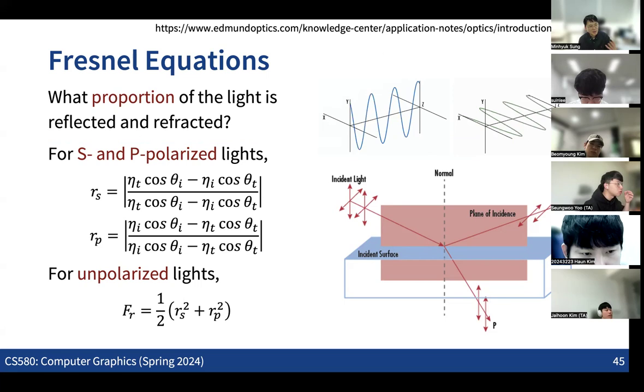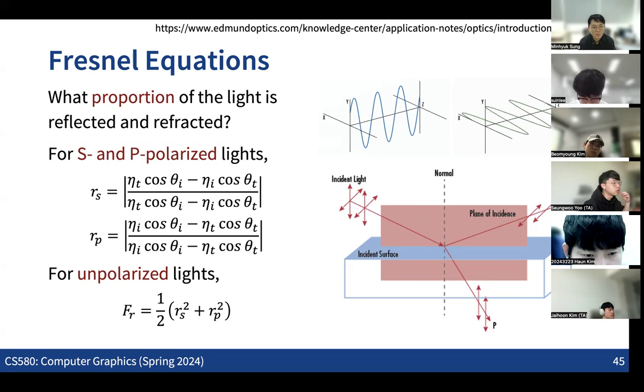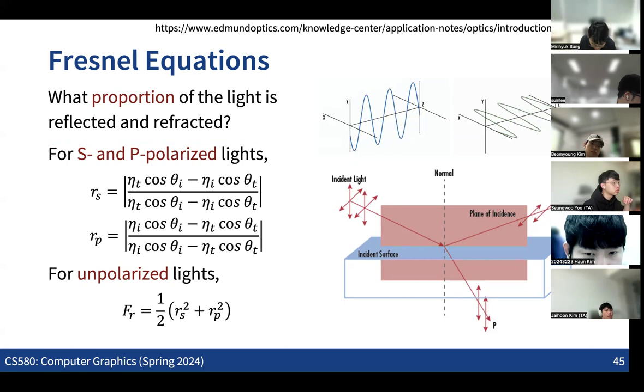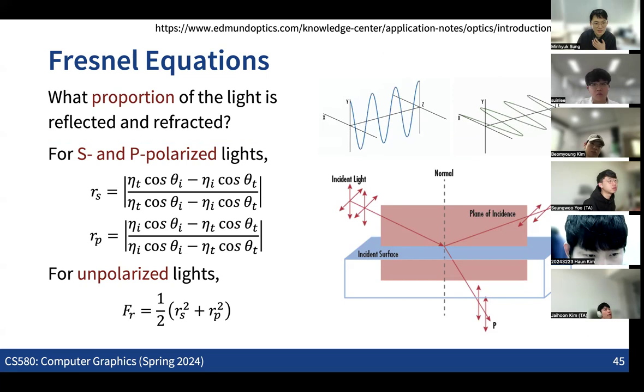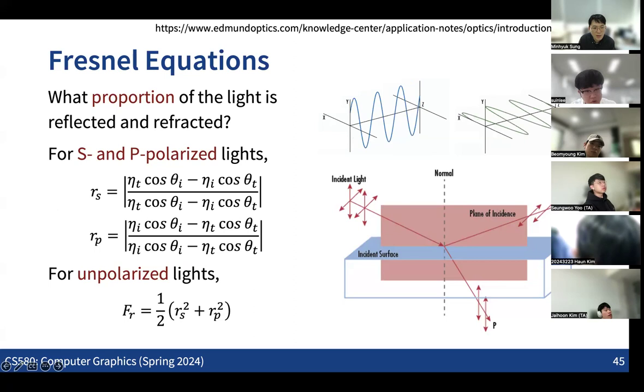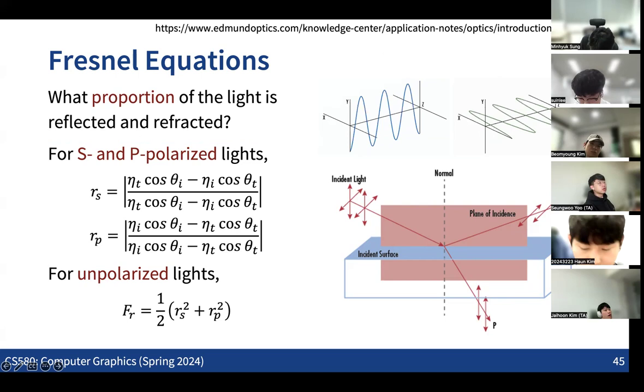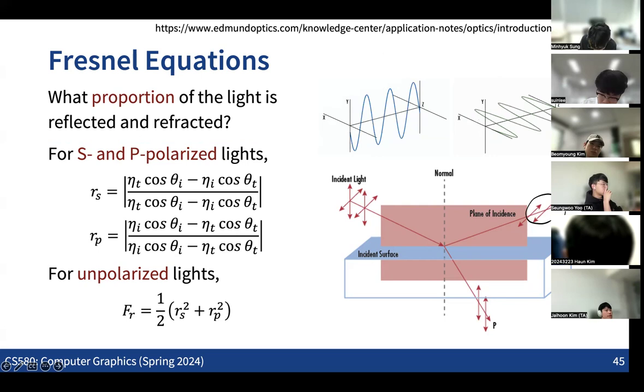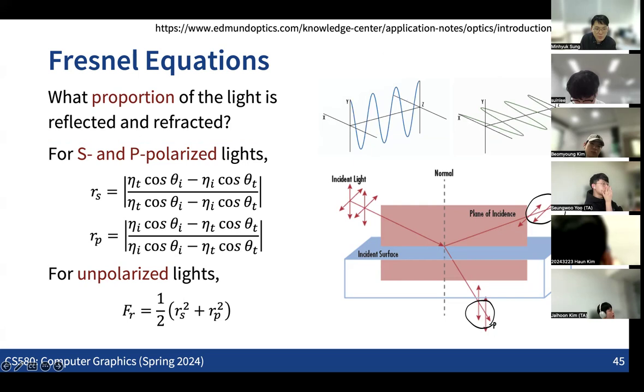But basically, long story short, when you see light as an electromagnetic wave, we have an electric field and also a magnetic field. If we briefly look at the basic idea here, we can see the light as two polarized lights, right? One is the S polarized light, where the electric field is perpendicular to the plane of incidence. The other type is the P polarized light, where the electric field is parallel to the plane of incidence. So you can think of these as two types of polarized lights.